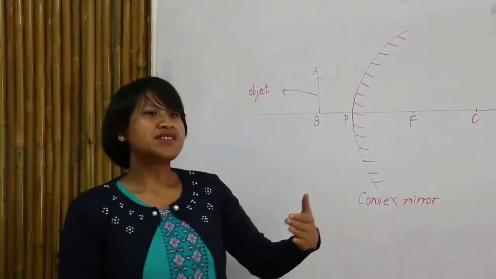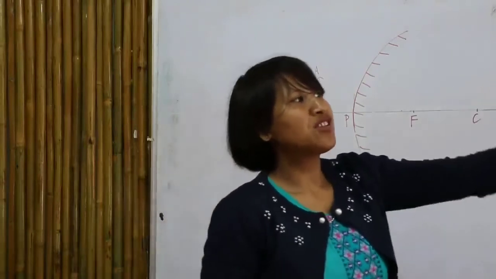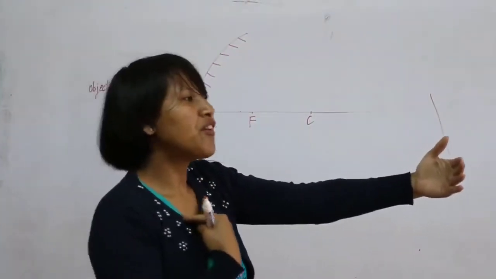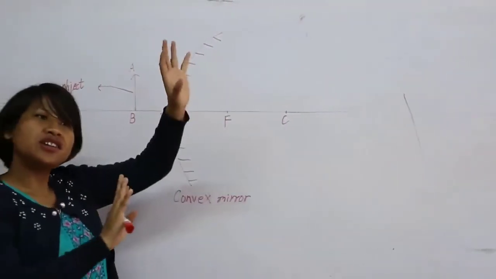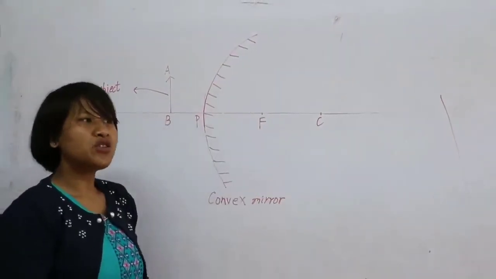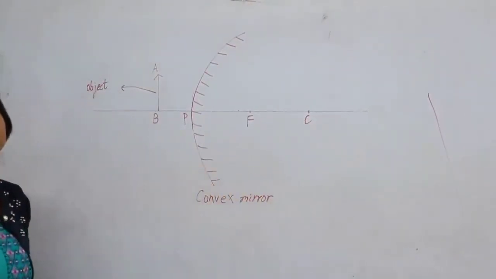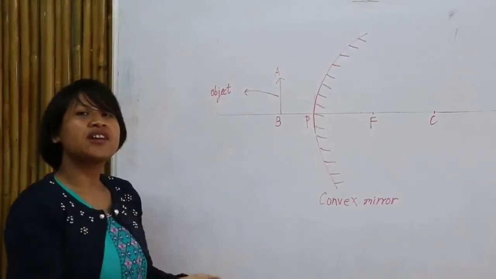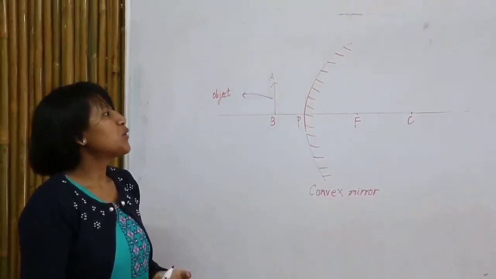So what happens to the image formed by a convex mirror? Okay, now if you place a convex mirror, and then you are the object. Now you will find that as you walk away from the mirror, it will always be erect, but then you will find that the size will be diminishing. As you keep on moving backward, the size will also keep on decreasing.